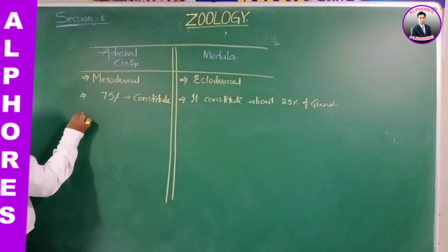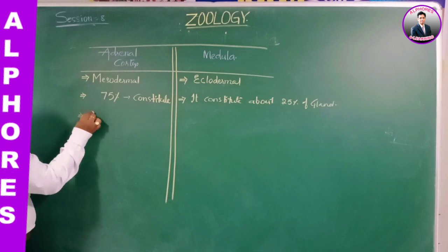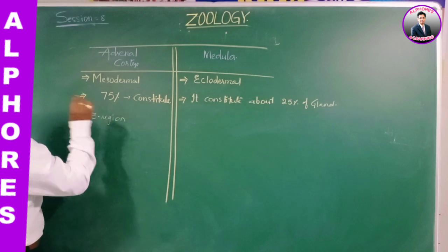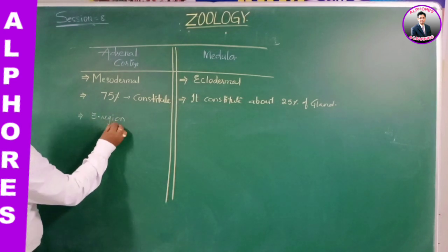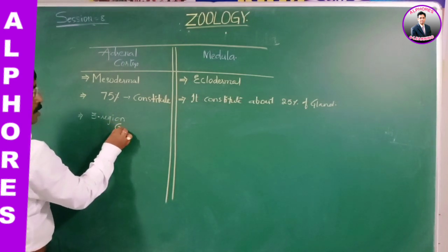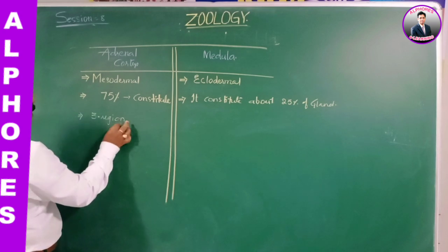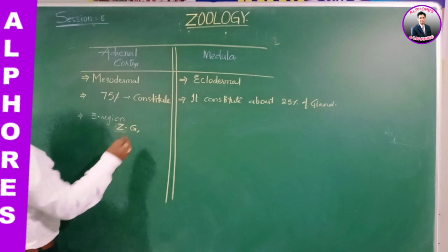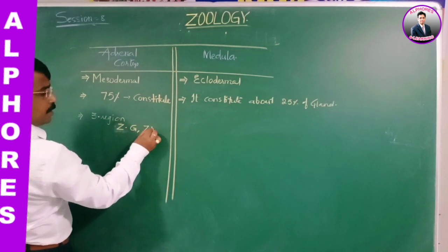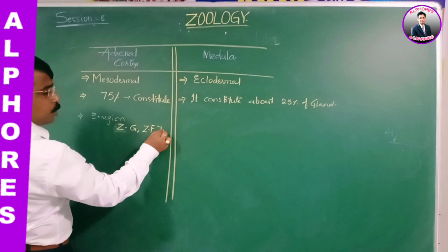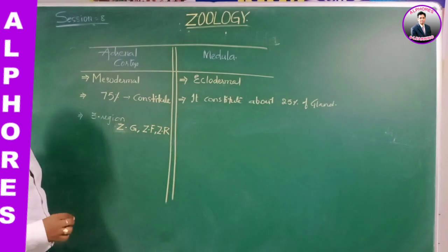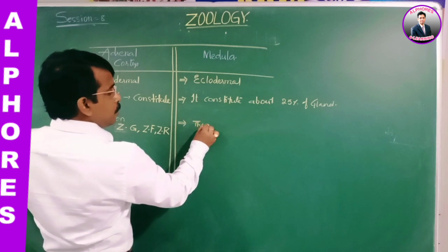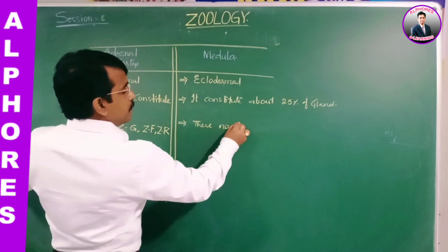Next, apart from that, there are three regions present in the adrenal cortex. Already we discussed them: zona glomerulosa, zona fasciculata, zona reticularis are the three regions. There is no regional differentiation in the medulla.